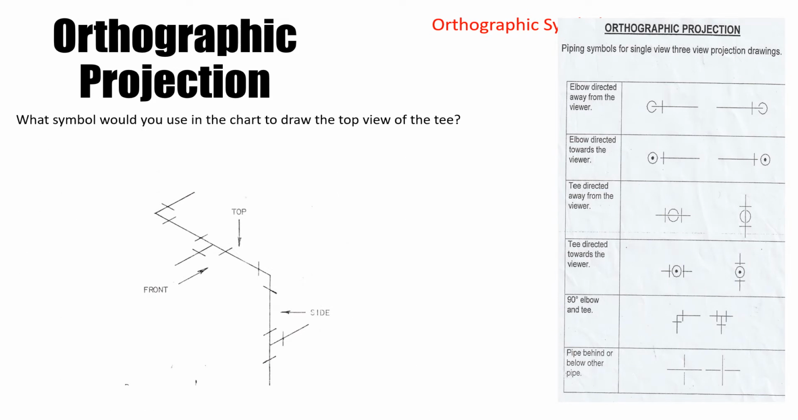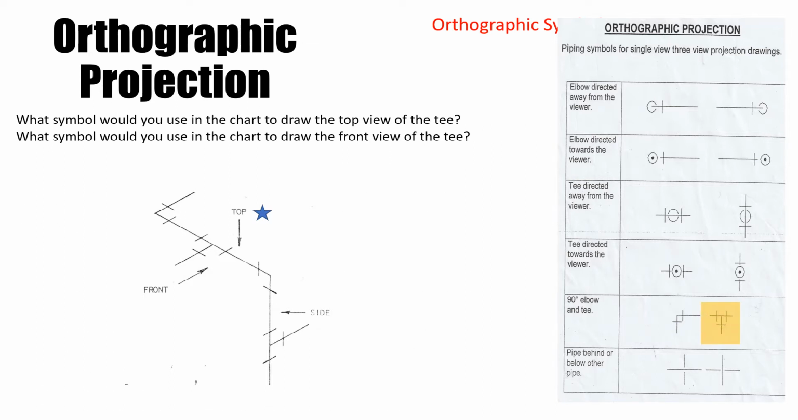What symbol would you use in the chart to draw the top view of this T? So we're going to look at this T in particular right here. Any ideas? The top view. Remember, ask yourself the three things. Is it coming towards me, going away? Is it flat to me? So there it is there.